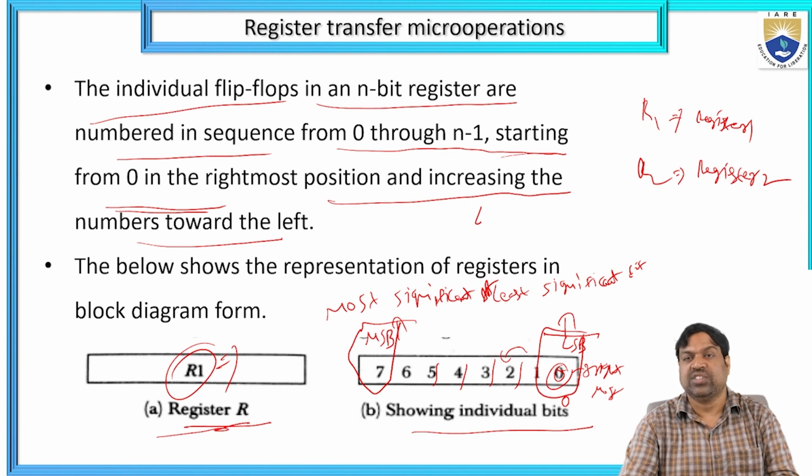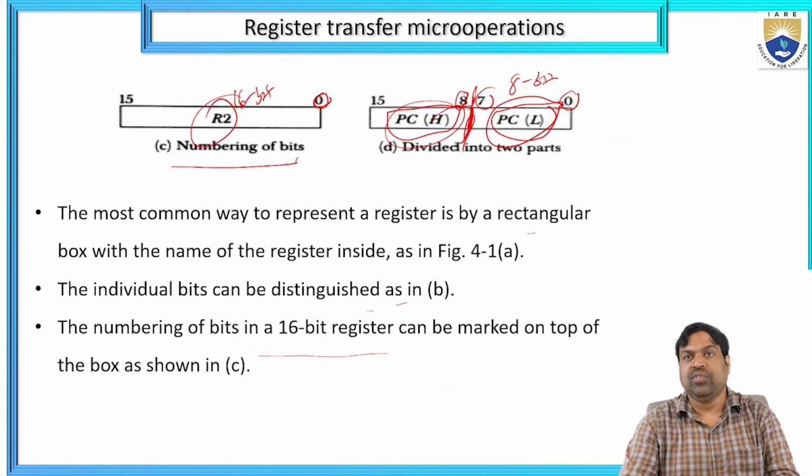What is the size of this register? It is an 8-bit register. If I am taking a 16-bit register, how can we define it? 0 to 7 are the lower order bits, 8 to 15 are the higher order bits. PC(L) means program counter lower order, PC(H) means program counter higher order. 0 to 15, that is R2.